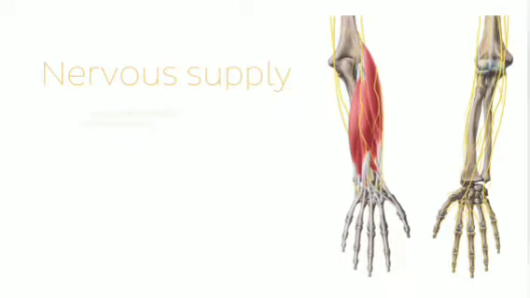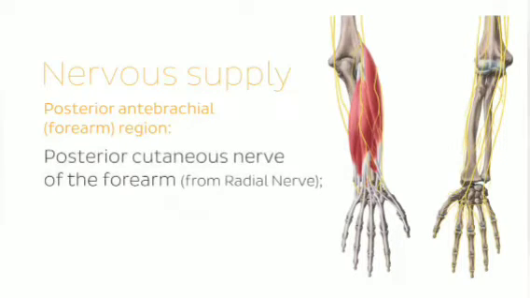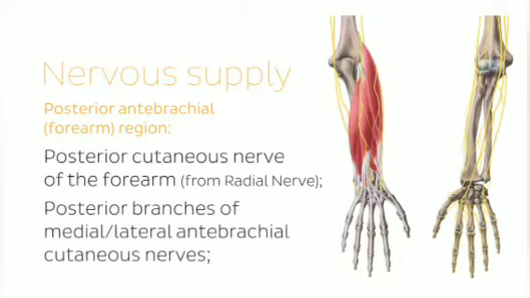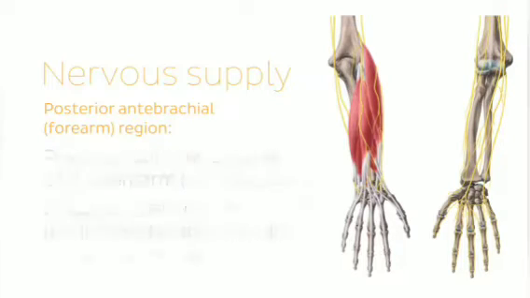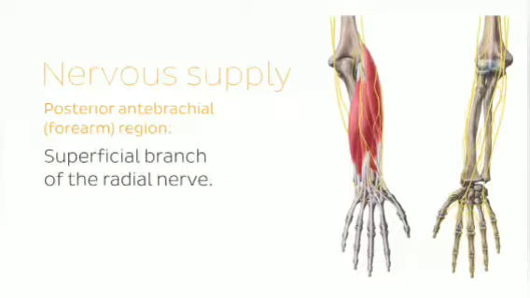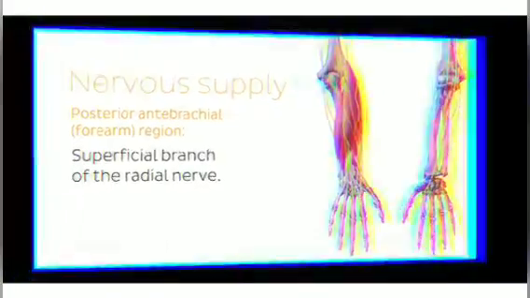On a posterior antebrachial or forearm region, we are going to find the posterior cutaneous nerve of the forearm from the radial nerve, and also the posterior branches of the medial and lateral antebrachial cutaneous nerves. And we are also going to see on the posterior forearm region another nerve known as the superficial branch of the radial nerve. Now that we listed all the structures that we're going to be talking about in this tutorial, it is time for us to start off with an artery.